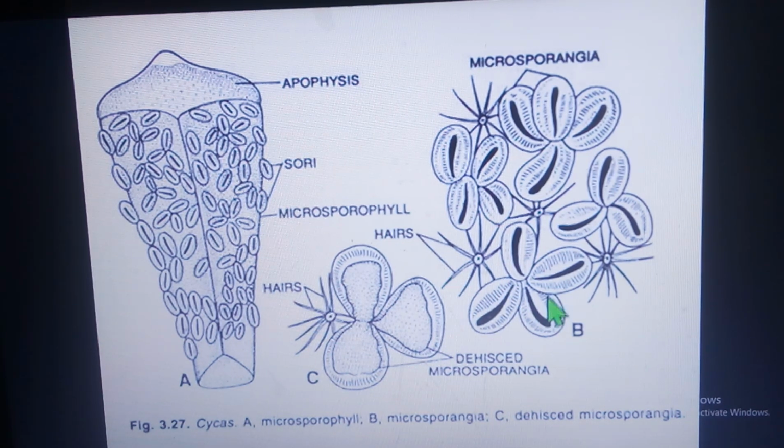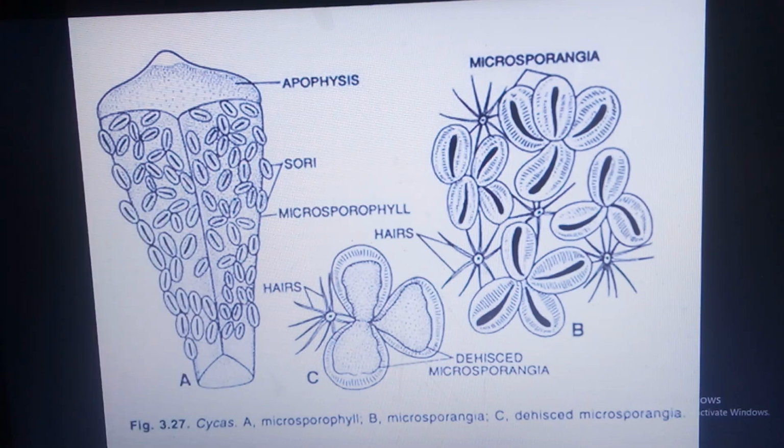Also, intermixed with the sori, you will find hairs. These hairs are called the sorus hairs. Their function is to help in the dispersal of the microspores which are formed inside the microsporangia, and they also protect the young sporangia.